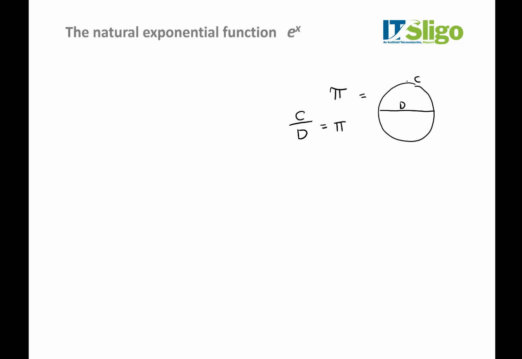Now pi is used anywhere where you have any circle. If you remember, the circumference of a circle is 2 pi r, where r is the radius. The area of a circle is pi r squared. The volume of a sphere is 4 over 3 pi r cubed. And there's also the surface area of a sphere. So anywhere where we have anything round, pi is always involved in that calculation.